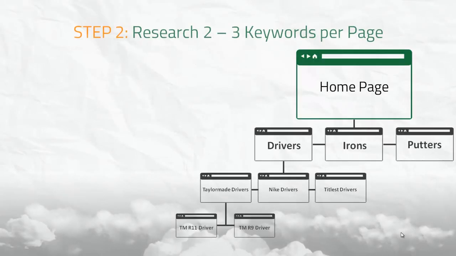Now once you have that SEO wireframe mapped out, next you want to do some research, and research of 2 to 3 keywords per page. So with this, you just basically want to find 2 to 3 keywords per page. That's important. So that means each page on your site, home page, drivers, irons, putters, every single page. That's so important.